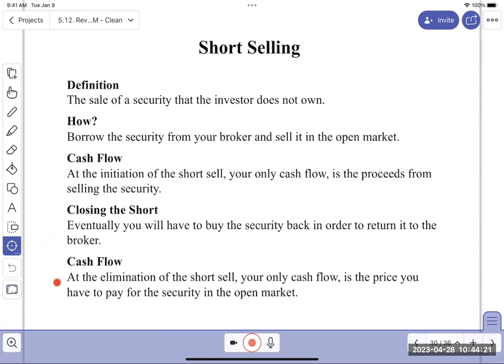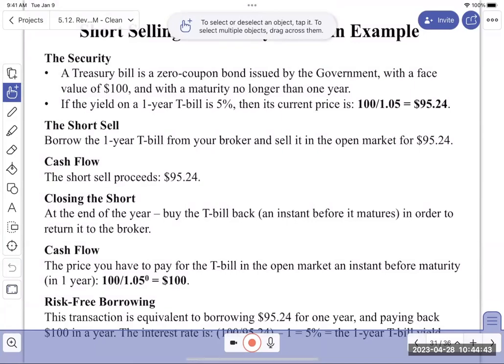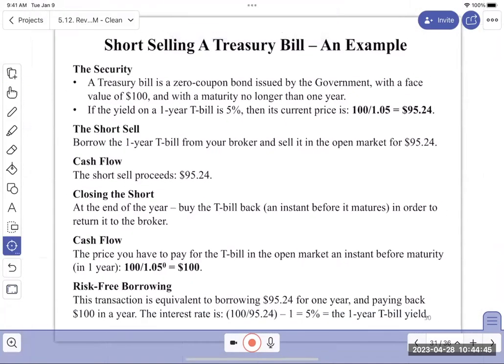What happens at the end? At the elimination of the short sale, your only cash flow is the price you have to pay for the security in the open market. And in the interim between selling it and paying for the security to return it, you may realize a positive payout if circumstances change. So in this case, I'm not changing circumstances. It's just going to be as is.